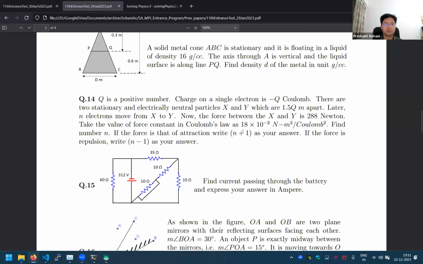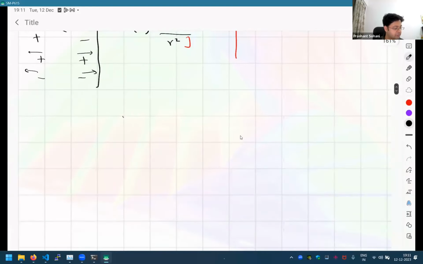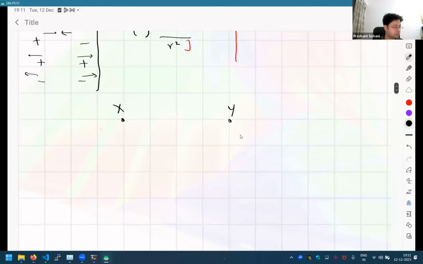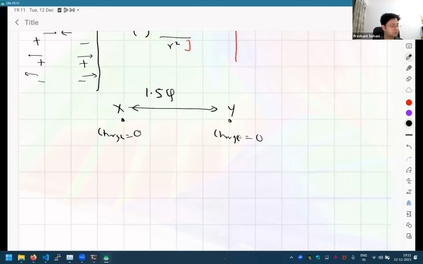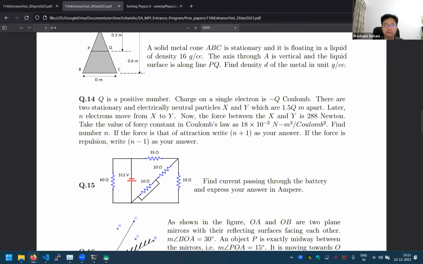What does a diagram of this look like? You have to draw the two particles x and y. Initially the charge is zero because both are given to be neutral. And the distance between them is given to be 1.5 q meters. Then what is given? Now n electrons move from x to y.